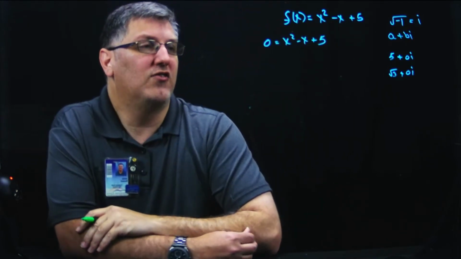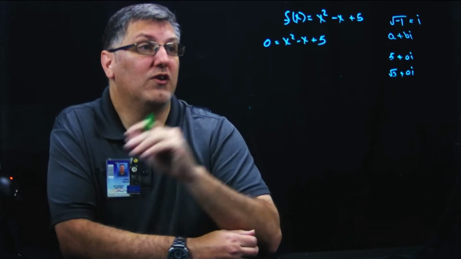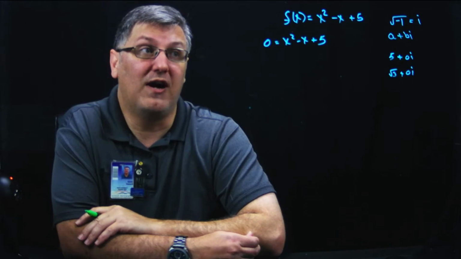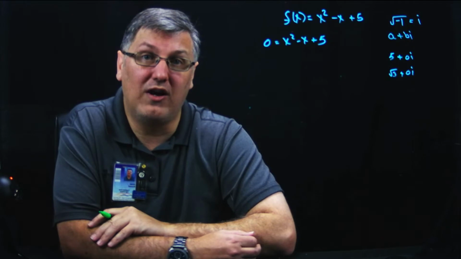Now, with this, it doesn't factor. Because the only factors of positive 5 are 1 and 5, or -1 and -5, and that's going to give me a 6, and my middle term's not a 6. So I need to do the quadratic formula.